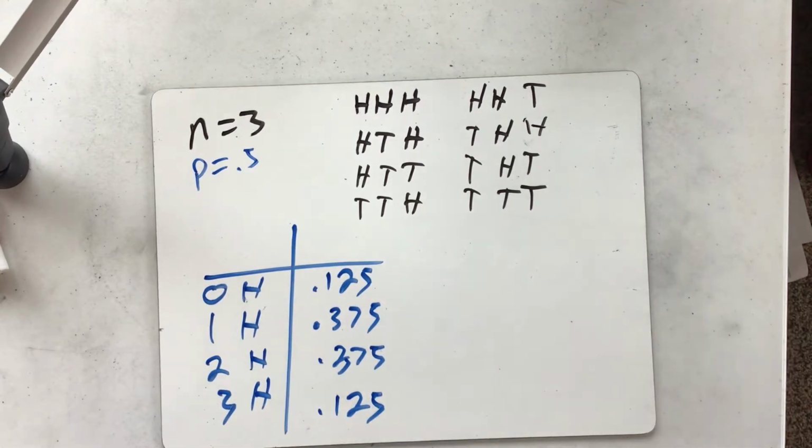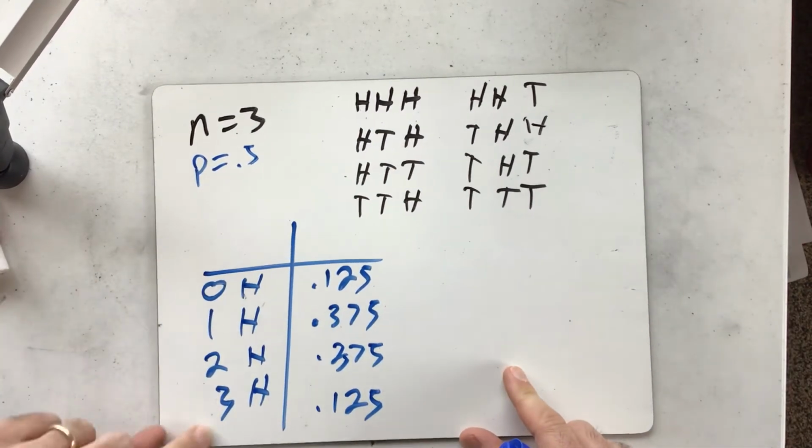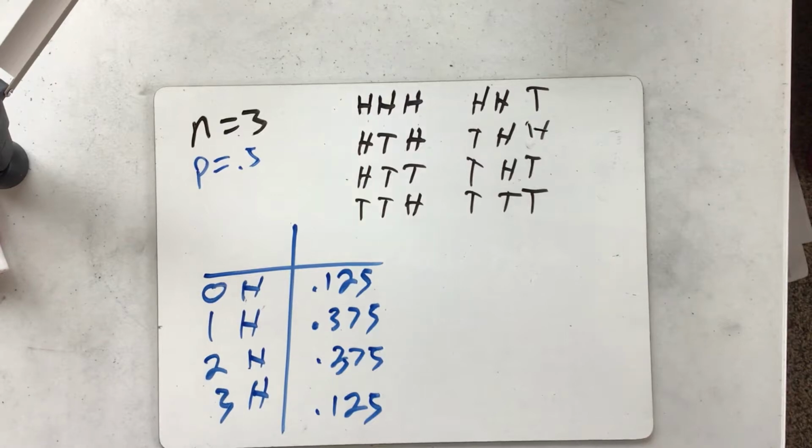And what you can see is as we flip more and more coins, these numbers get more and more dispersed. And so what we're really interested in is all of the possible results.